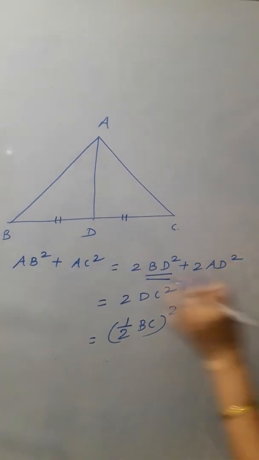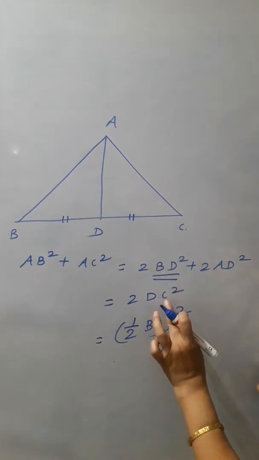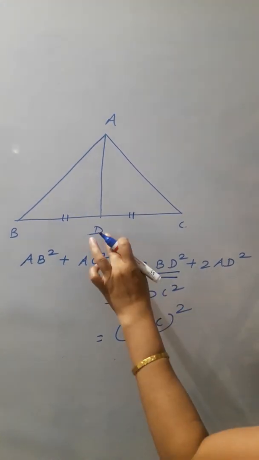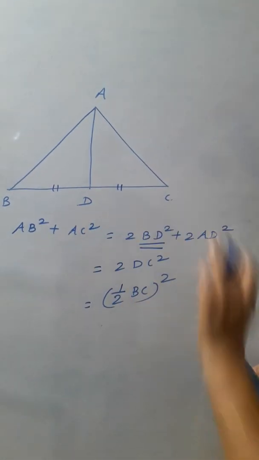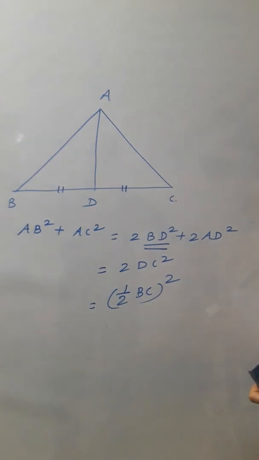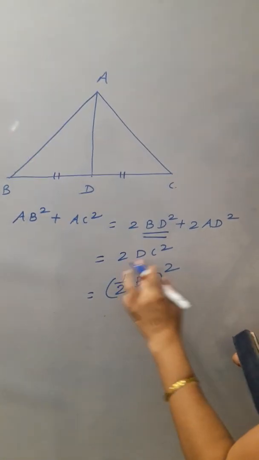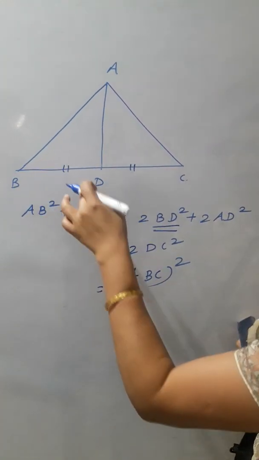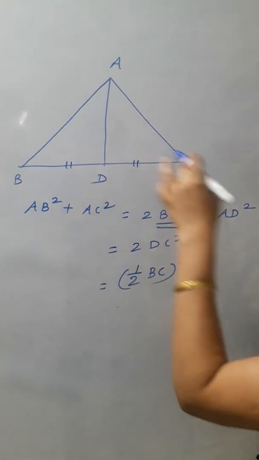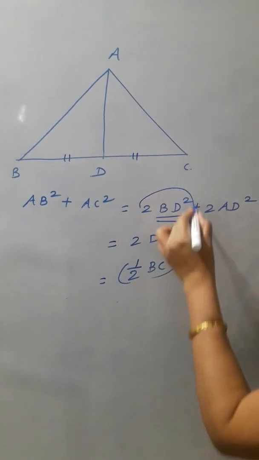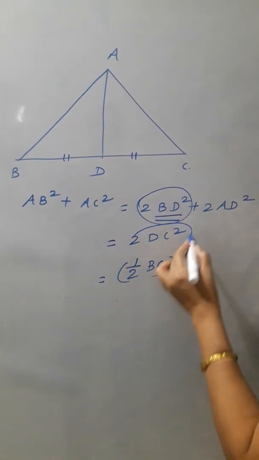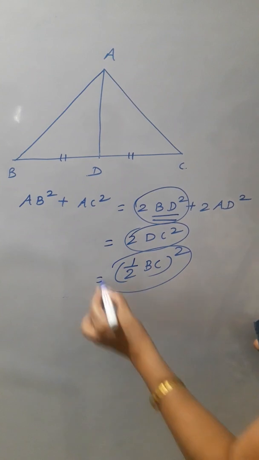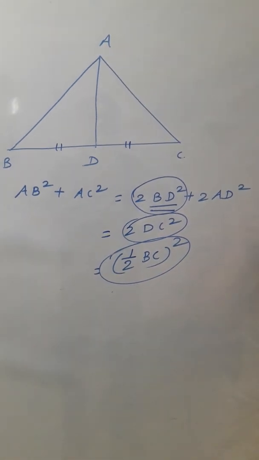Okay. Now instead of BD you can use DC. Why? Because it is given. D is the midpoint. It is given. Means BC is divided in two equal parts. So instead of BD you can use DC also. 2DC square. Now what is BC? It is the half part of the BD. It is the half part of the DC also. So instead of using BD you can use DC here. You can use half of BC also.